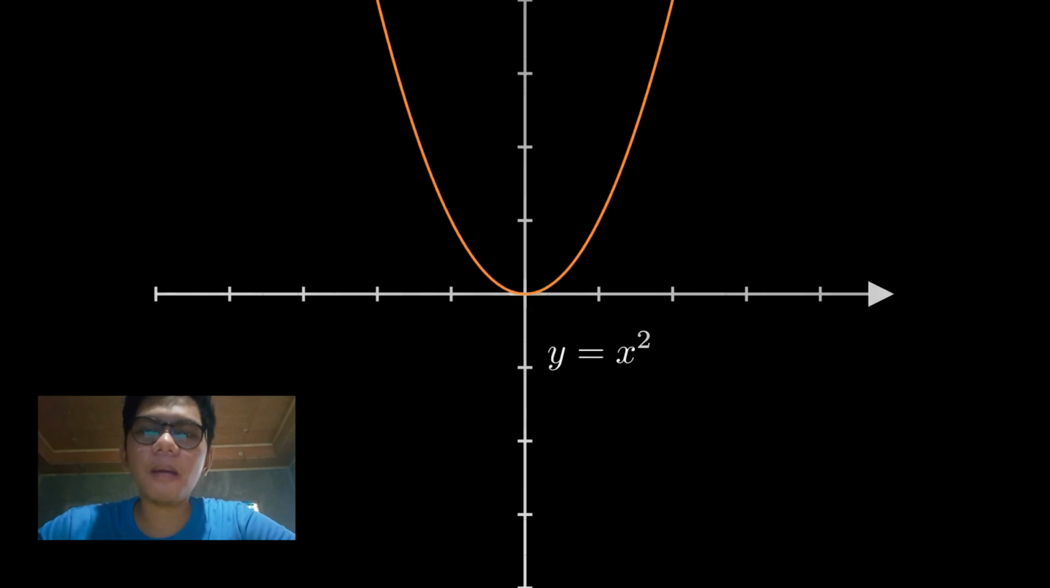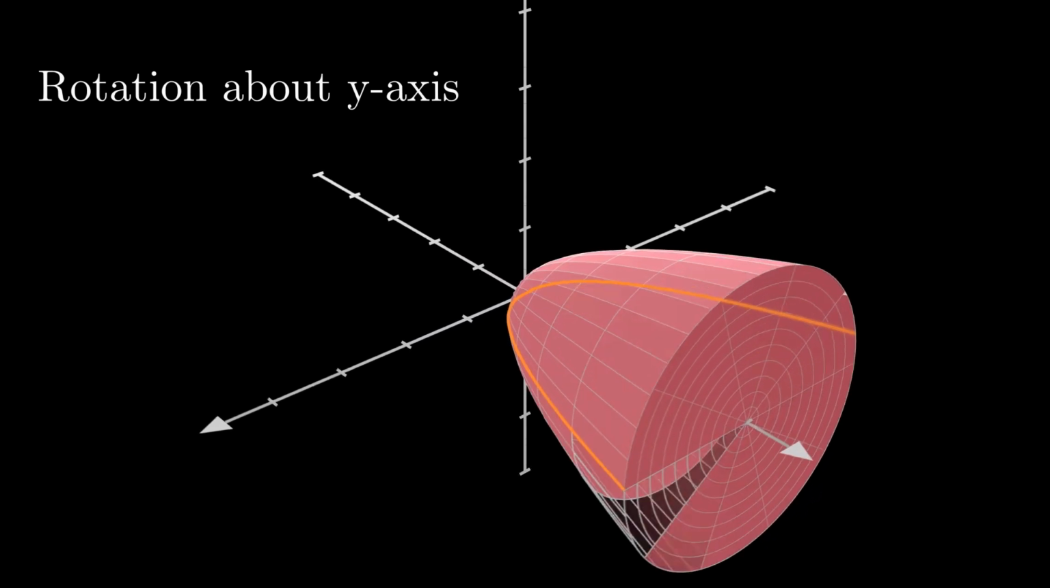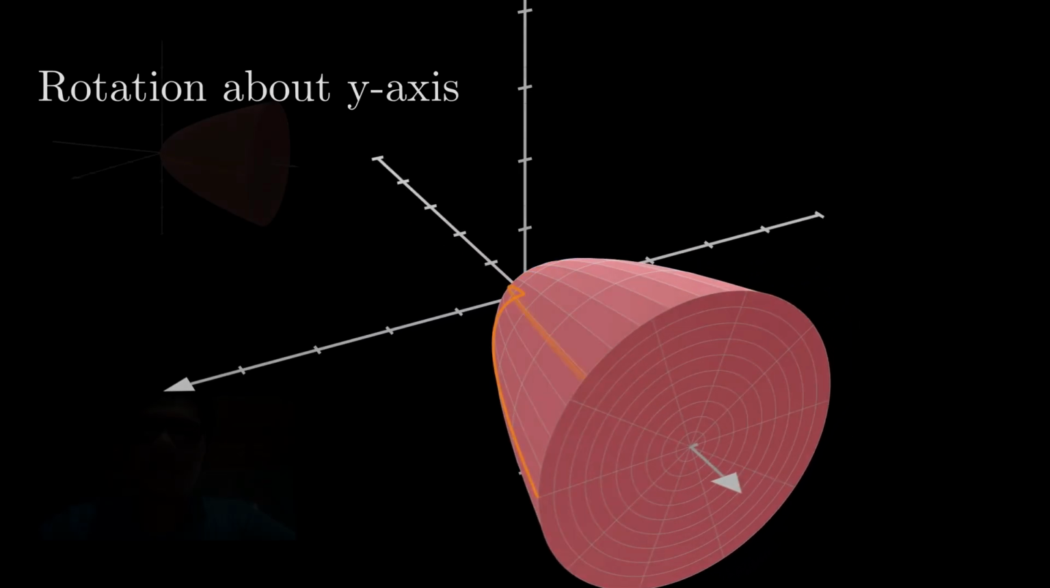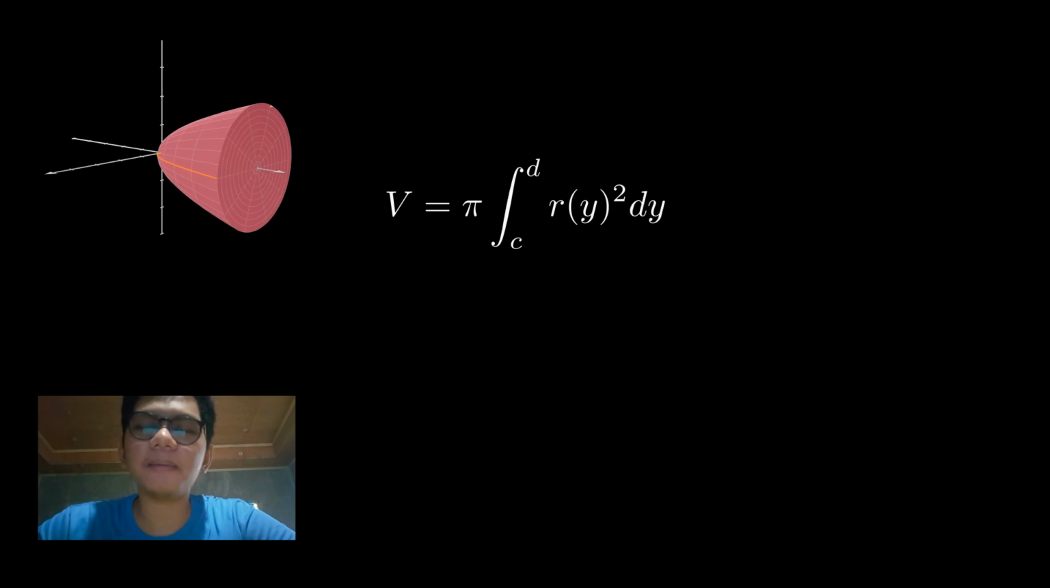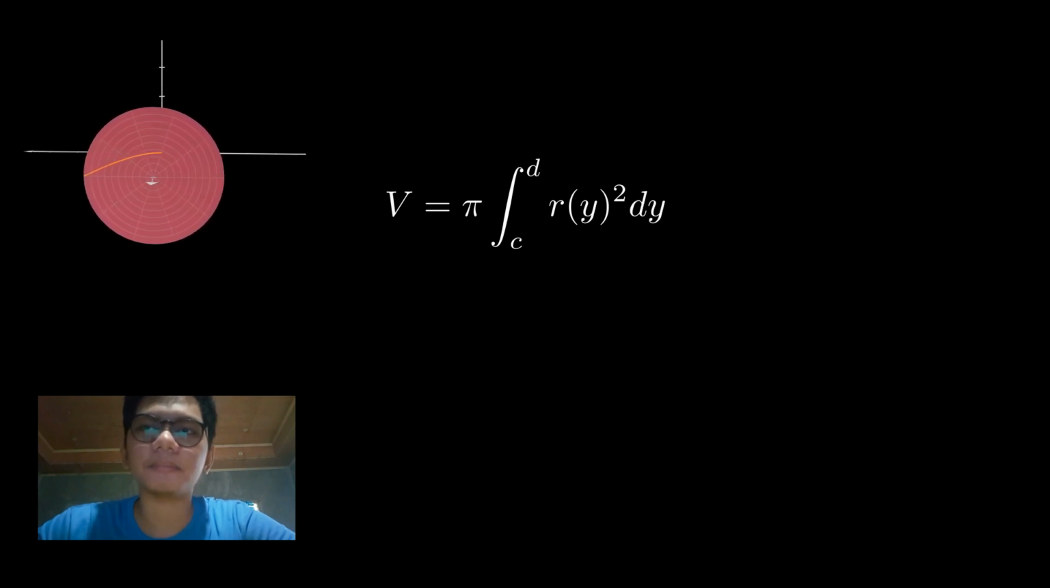Let's try some examples using this formula. This parabola represented by the function y equals x squared is rotated about the y-axis. From the y-axis itself to y equals 4, compute the volume of this figure produced by the rotation. Using the formula V is equal to pi multiplied by the integral of r of y squared dy from c to d, substitute the values 0 and 4 as the limits c and d respectively.